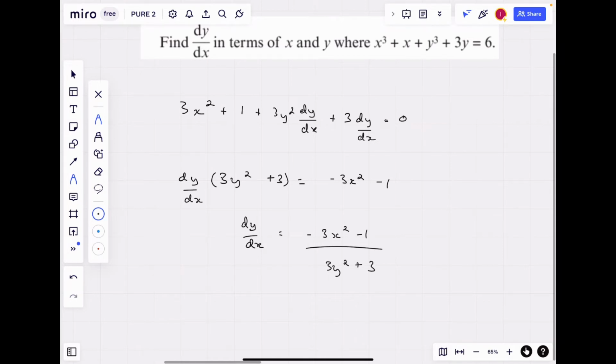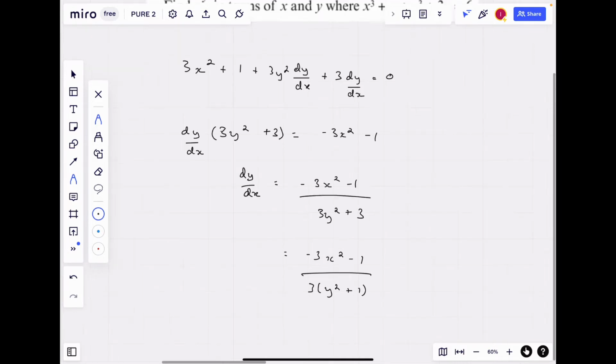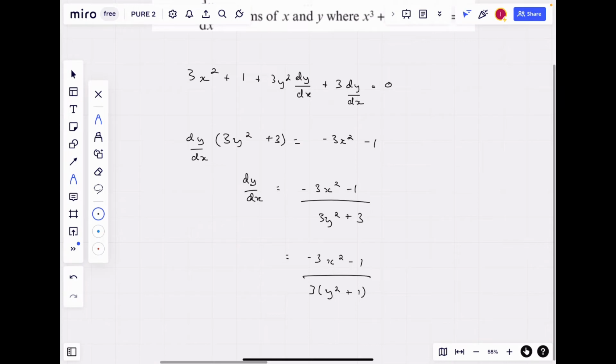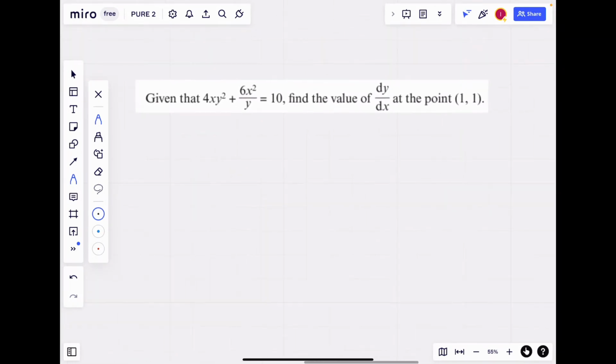Done. You can even take it a step further by factorizing the 3 out from there. Like that. That would be your fully simplified answer. That is implicit differentiation. That being said, can you try that question for me, please?